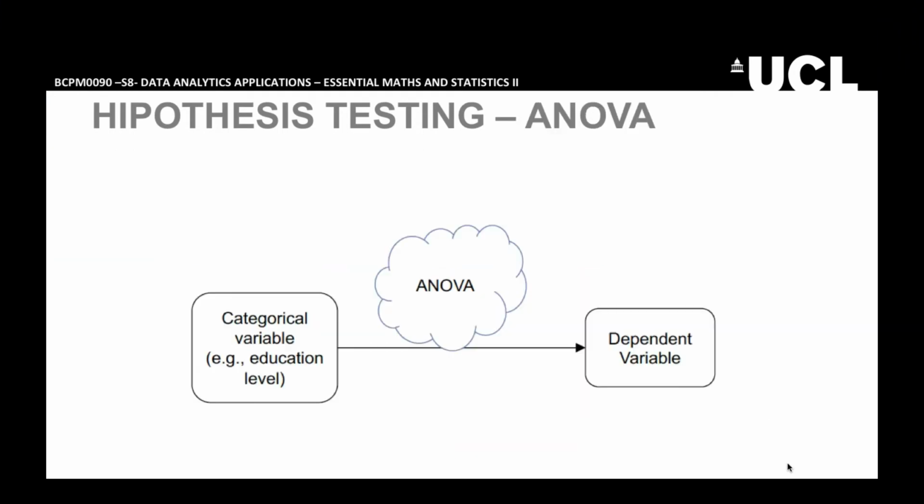In the case that we are comparing a categorical variable, it means that we are going to compare more than two groups when measuring a dependent variable.